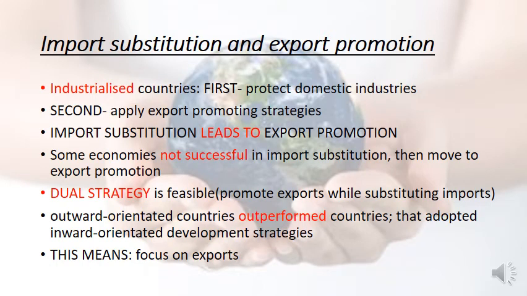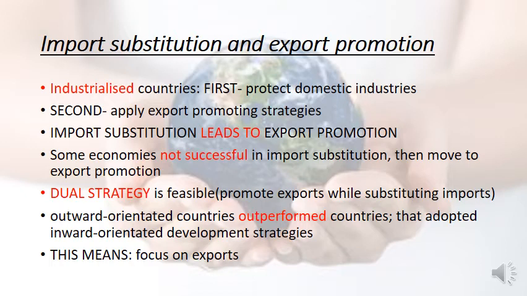So, how do countries mix up import substitution and export promotion? Industrialized, developed countries start off by protecting their infant industries, their domestic industries. The local businesses that are starting up are first protected by the government, given time to develop, and then once they are able to be self-sufficient, the protectionism falls away.